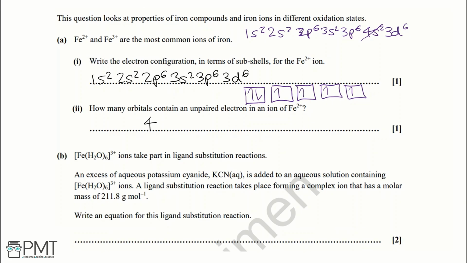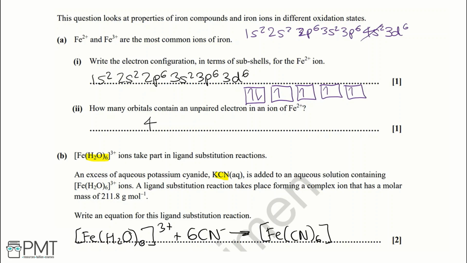This is a ligand substitution reaction, so that means that the H2O ligands will be substituted with cyanide ligands. So if we were to write this equation, we would have [Fe(H2O)6]3+ plus 6CN- goes to [Fe(CN)6]3- plus 6H2O. So how have we got to this equation?